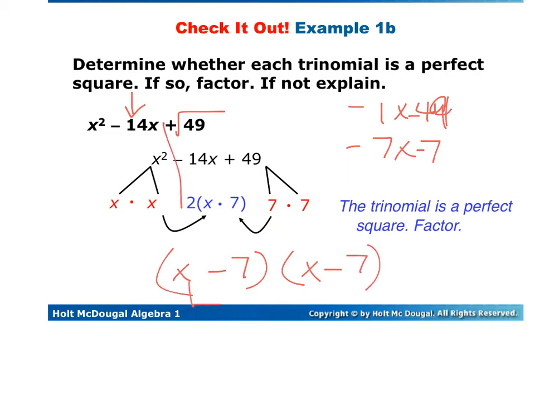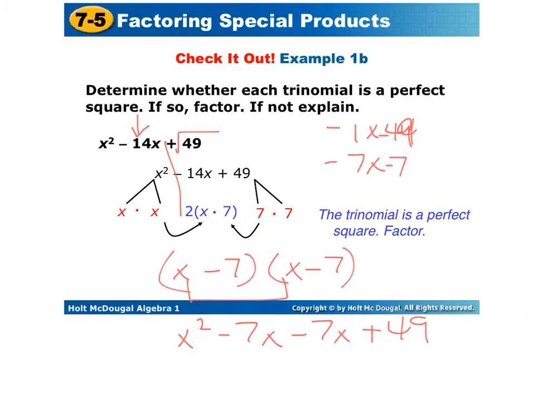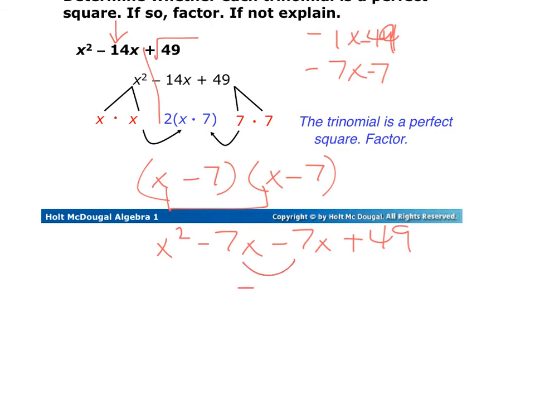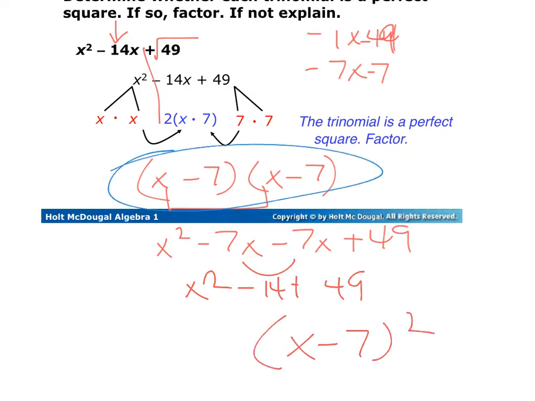When I FOIL this, it does go back to the beginning. So it is a perfect square. And the answer to the factoring would be x minus 7 squared, or write it 2 times. So you can do it the other way, what we did on the quiz yesterday.